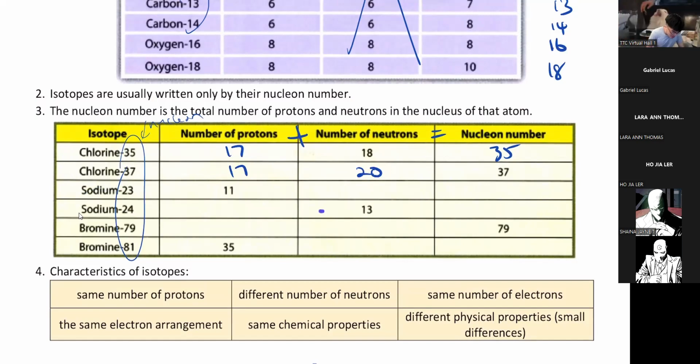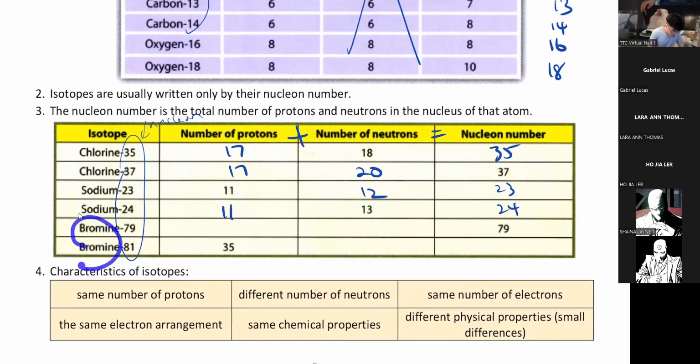Okay, sodium 23 and 24. That's the nucleon number. You have 23, 24. So 11 plus 12 equals 23. And then 11 again, because same IC number, 11 plus 13, you get 24.